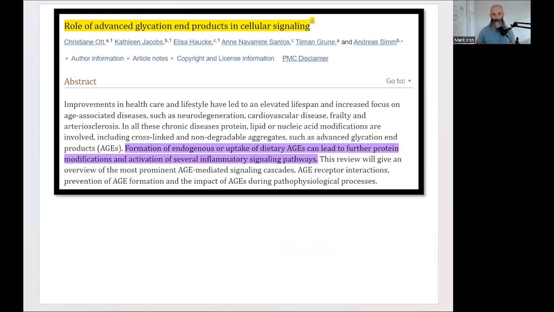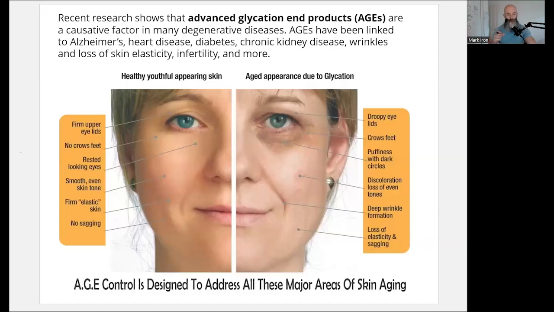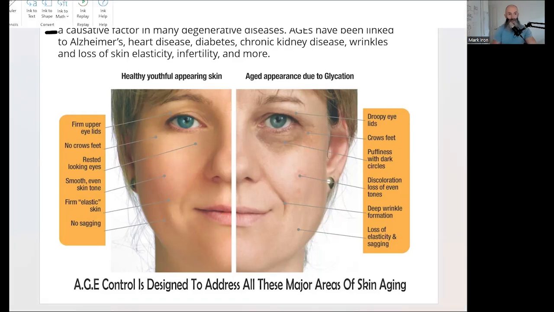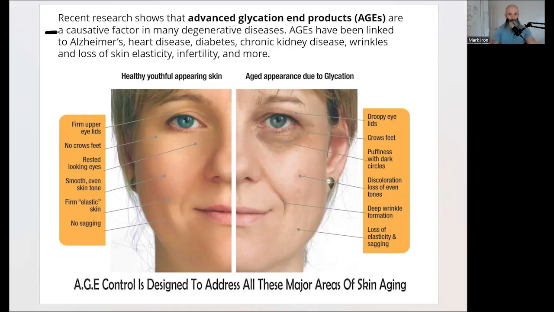So I mentioned this in the first video, and I'll talk about where they are and how to get them out of your body, but they're called advanced glycation end products. That's what they are. And they activate several inflammatory signaling pathways. Let's just uncover what these AGEs do. And scientists say this is causative. And when scientists say something is causative, my friends, that's a pretty big deal.